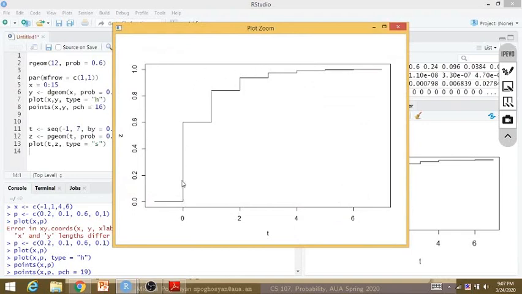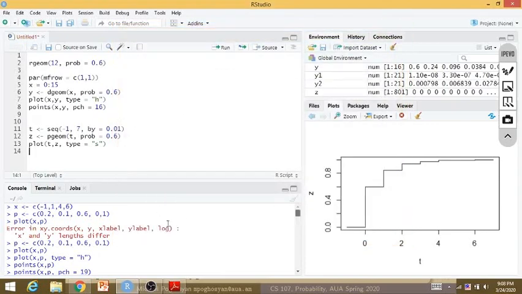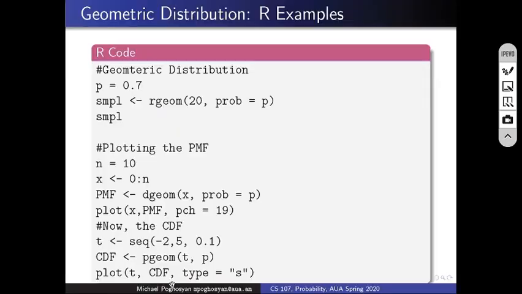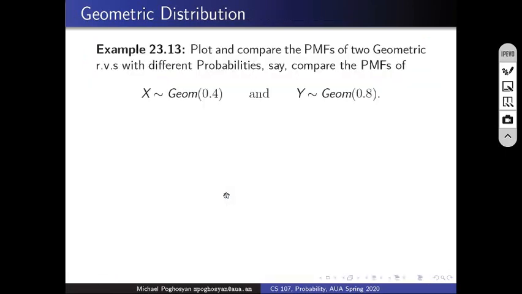By the way, in reality, we do not have these horizontal lines. We have just jumps here. At the point 0, the value is this much. At the point 2, the value is this much, because the CDF is right continuous at every point. Okay. So let's move back to our slides.